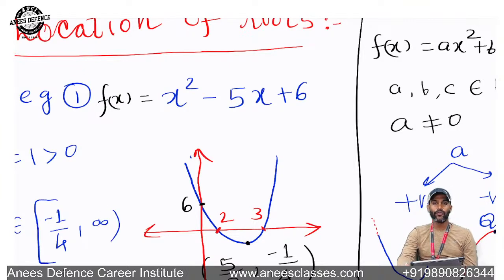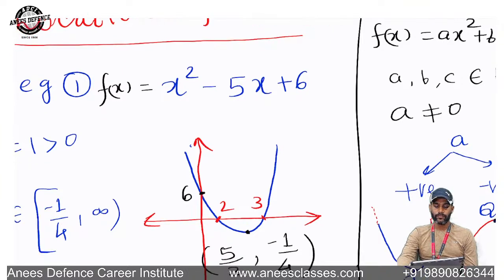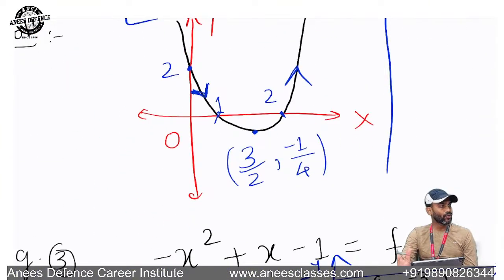Shall we move ahead? I hope you understood how to draw the graph. What is the minimum value? Where is it increasing? Where is it decreasing? Is there any doubt?